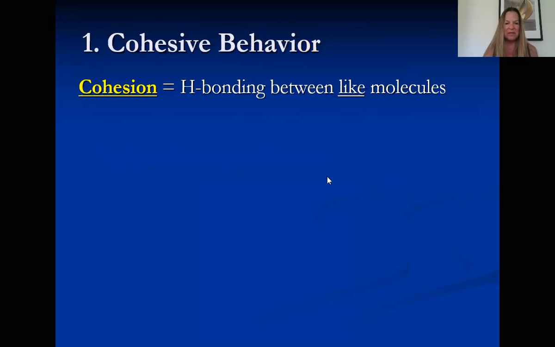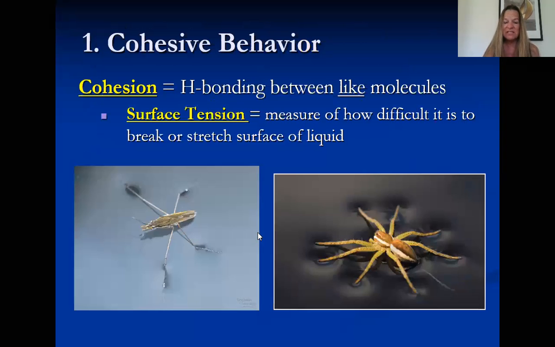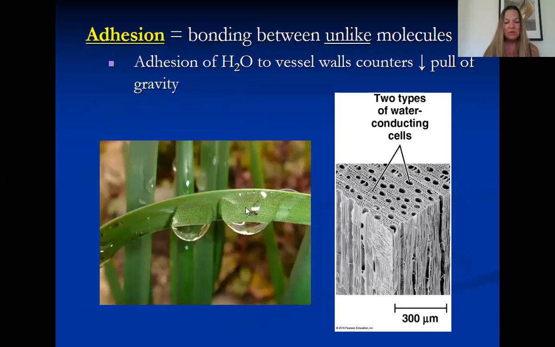All right, so our first property is cohesion. Cohesion is water, hydrogen bonding, and sticking to like molecules. So this cohesion is what leads to surface tension. So water sticking to water is going to allow it to stick together, leading to that surface skin that we see along the top of water. Okay, so this property allows light objects such as a spider or the water strider to walk along the top of water.